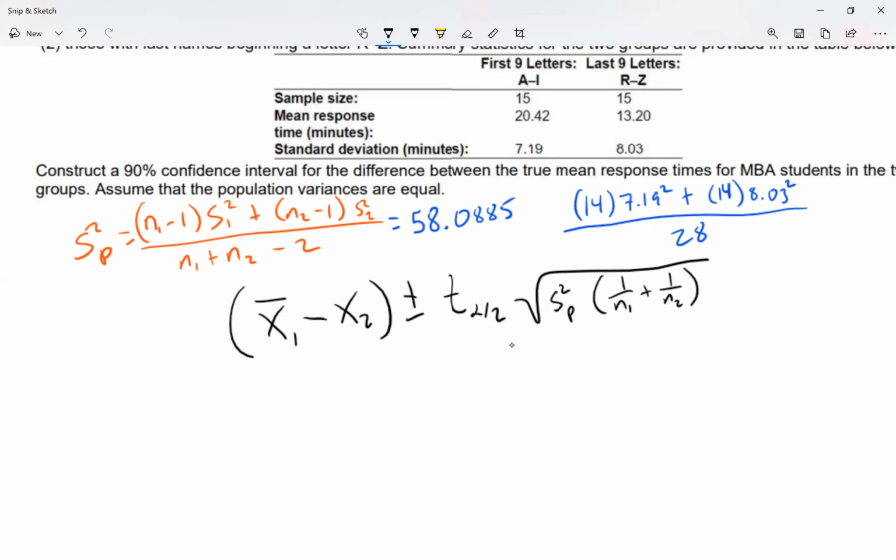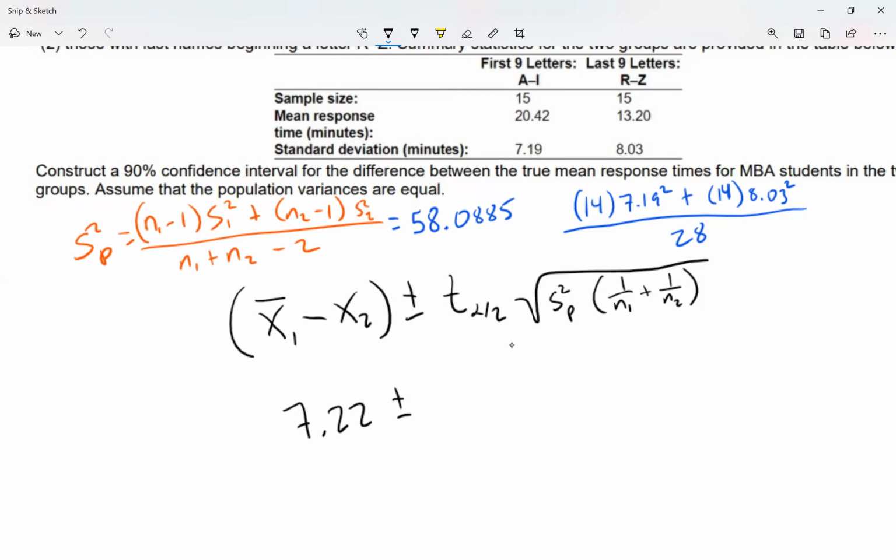Now, x1 minus x2, the difference of the averages, that's not that hard. We can see that, right? 20.42 minus 13.20. So I have 7.22 plus or minus. Okay, my t-score.